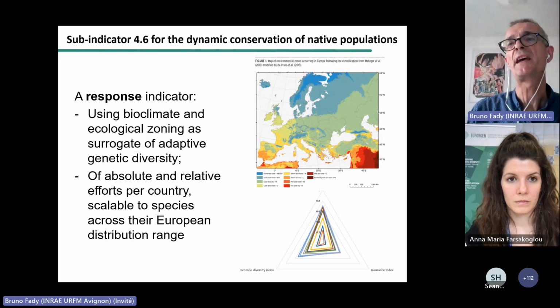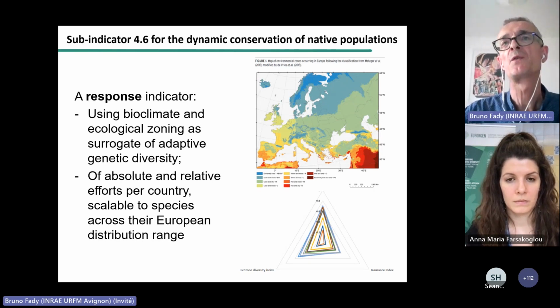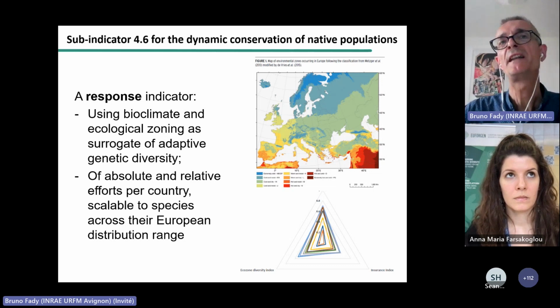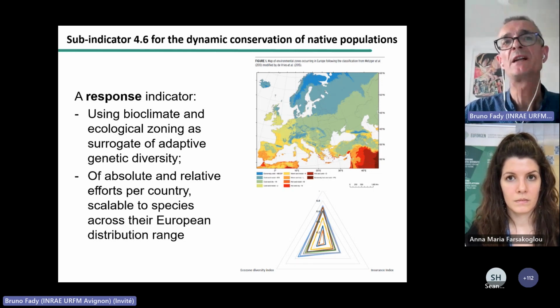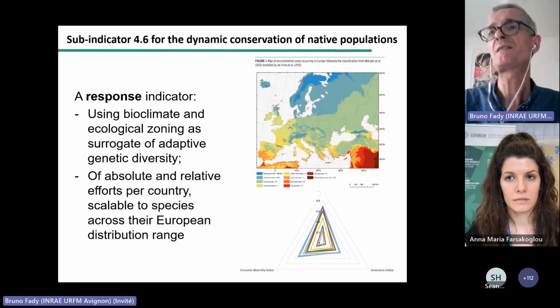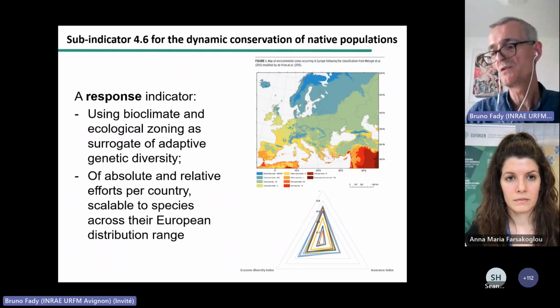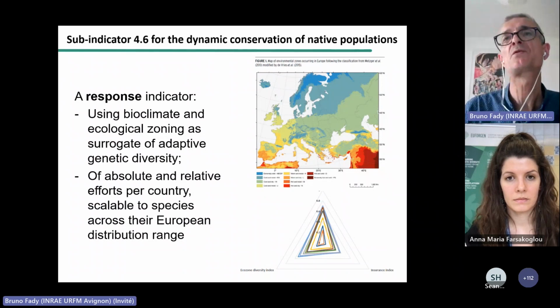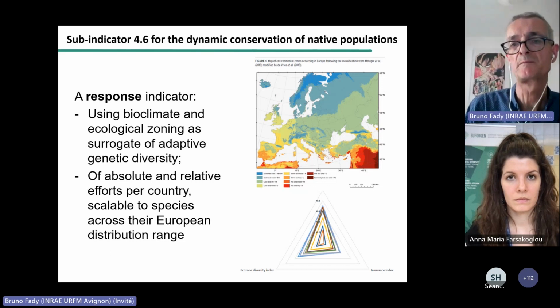It uses surrogates. There is no measure of genetic diversity. It uses bioclimate and ecological zoning as a surrogate for gene diversity, which makes sense if you consider that there is local adaptation. And it scales absolute and relative efforts per country at species level across Europe. So this indicator is really suited to assess what countries do in response for protecting their diversity.